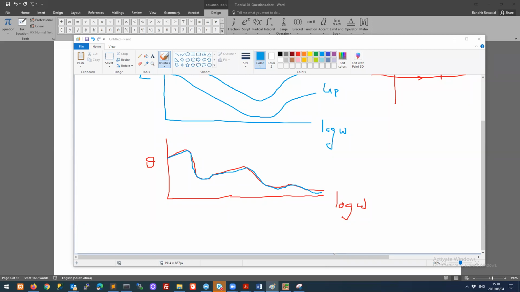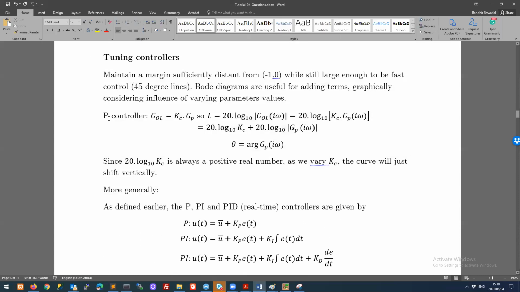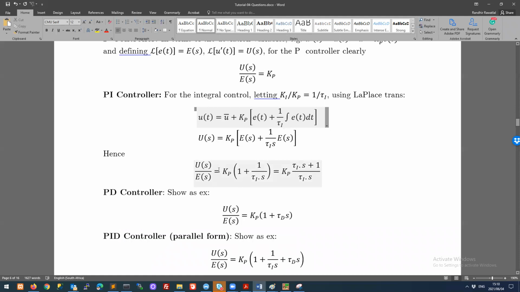Okay, sorry about that. So that's how we draw our Bode diagrams, and that's what we can do for the proportional controller. If we have a proportional integral controller, then we can show that this expression applies. Remember, for the proportional integral controller, you have the proportional part, Kp times the error, so the control action is proportional to the error itself. And then the integral part is where you integrate the error over time, and we use another tuning parameter there, tau I.